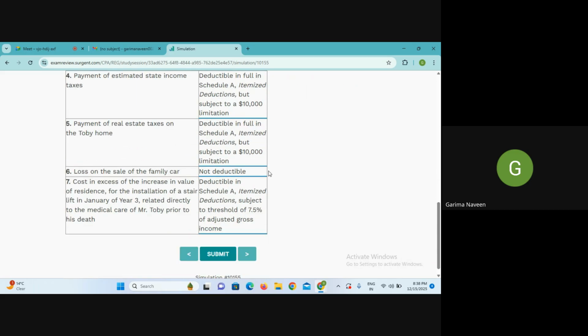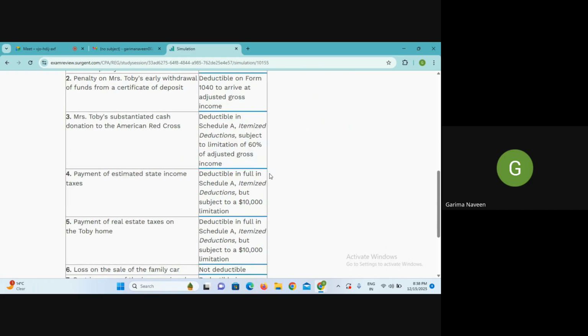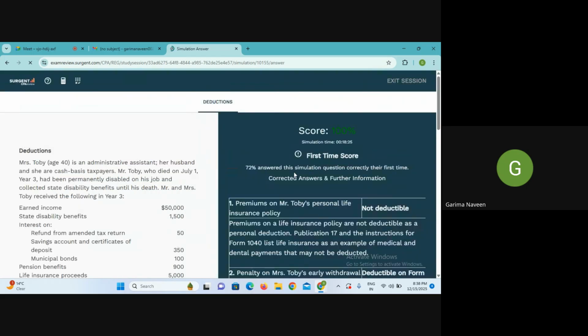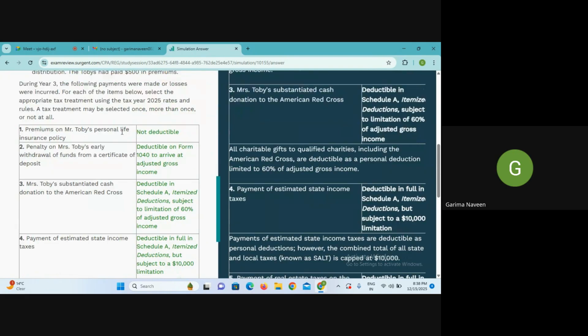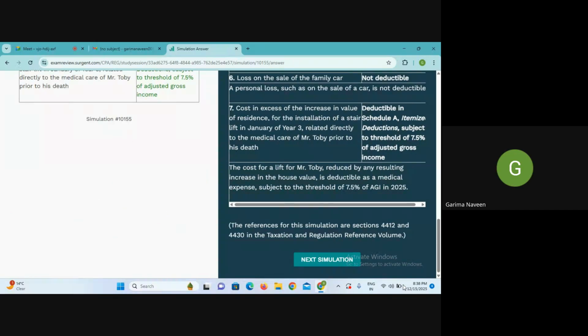So any answer you want to modify? No, ma'am. Okay, so we have discussed almost all questions. So all are correct. Any doubt in these questions? If you want an explanation of any question. No, ma'am. Okay, so let's do the next simulation.